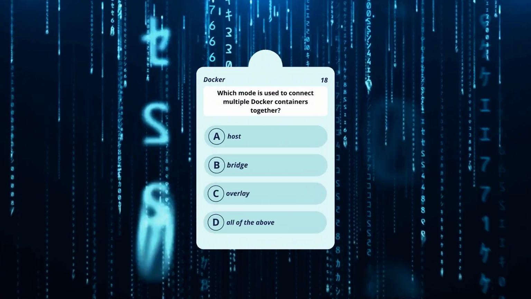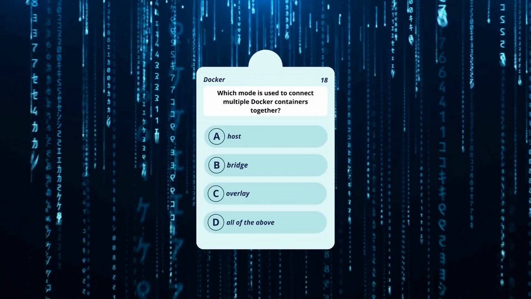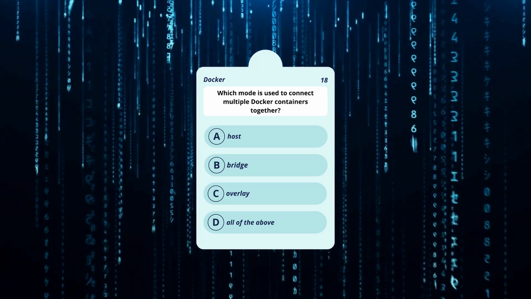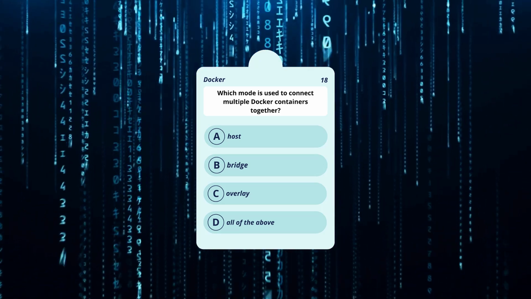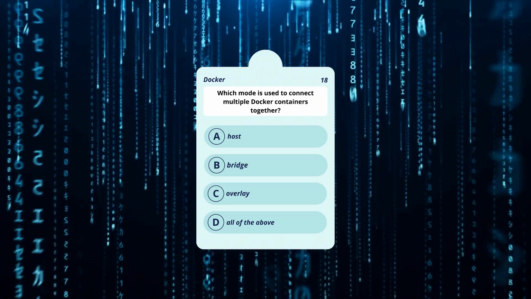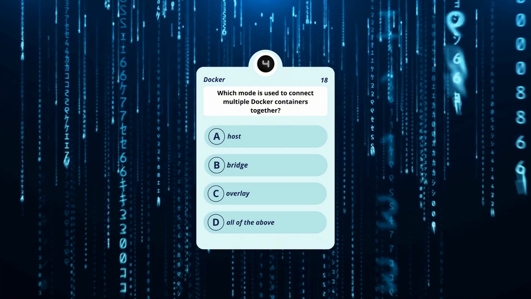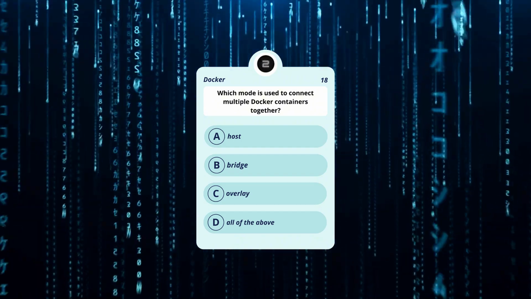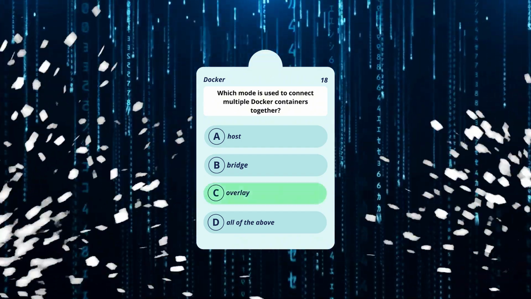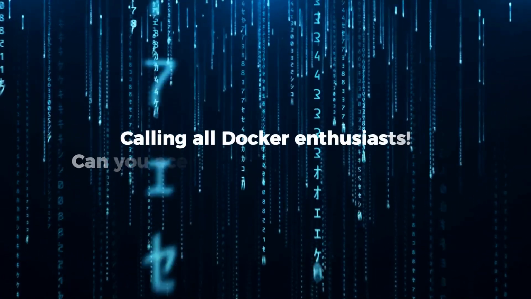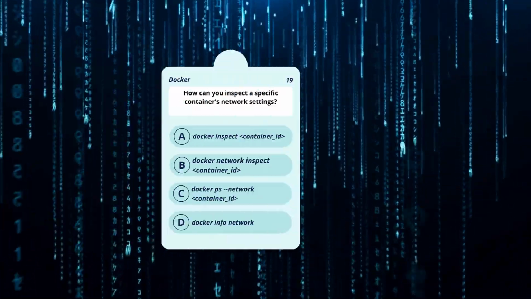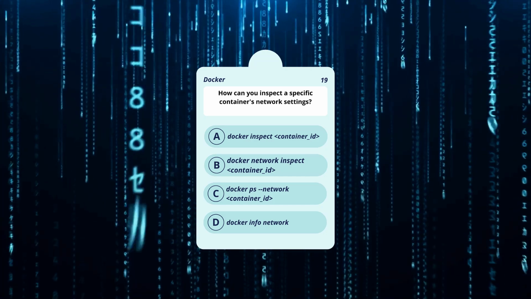Which mode is used to connect multiple Docker containers together? A. Host. B. Bridge. C. Overlay. D. All of the above. Answer: C.